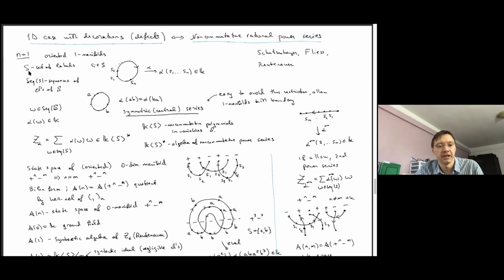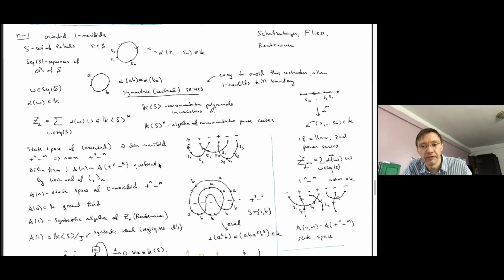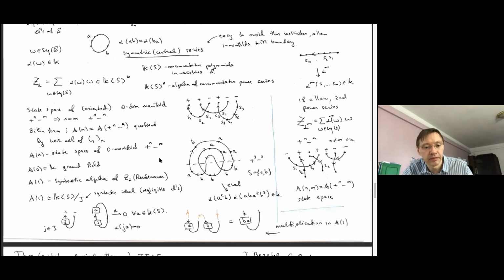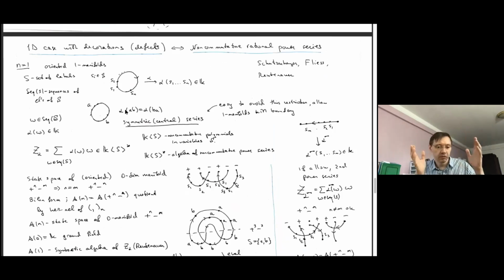So we choose a set S of labels, and we look at one-manifolds, but with dots. So codimension 1 defects or 0-manifolds on them, and we label every dot by an element of a set S. And you can set up a corresponding category of cobordisms. These are just oriented one-manifolds with dots, and dots are labeled by elements of a set S.